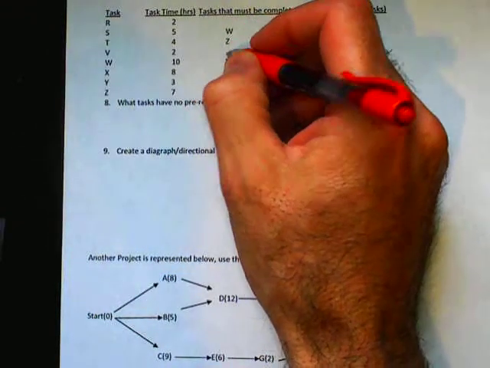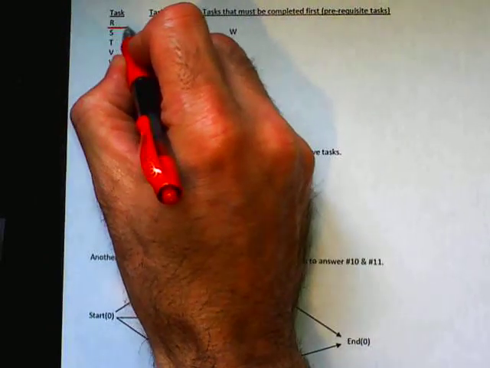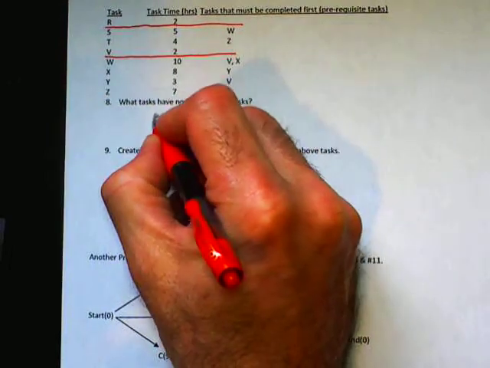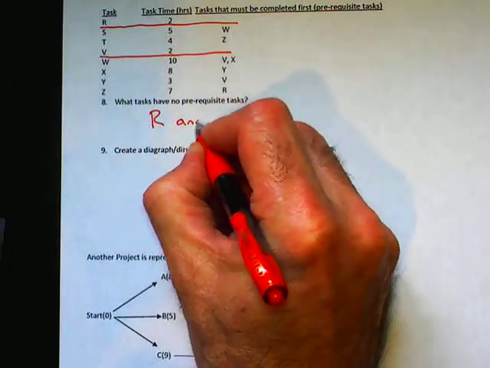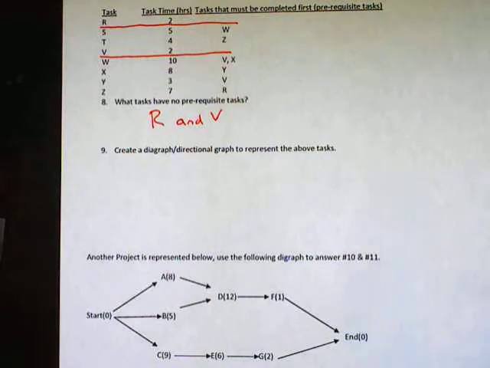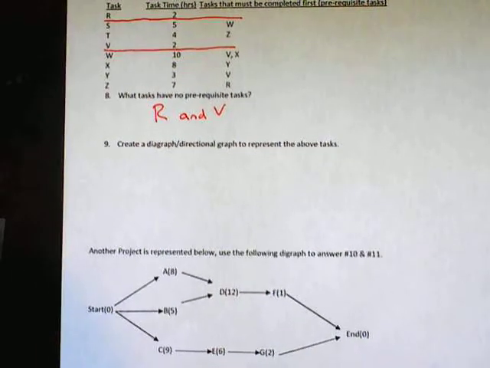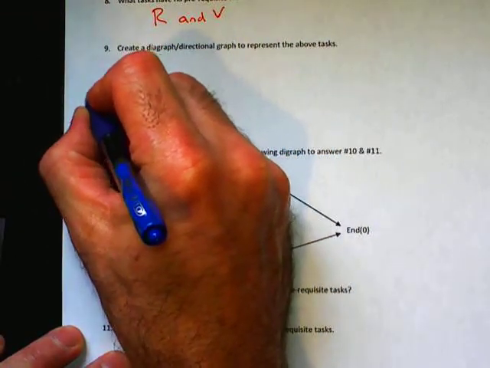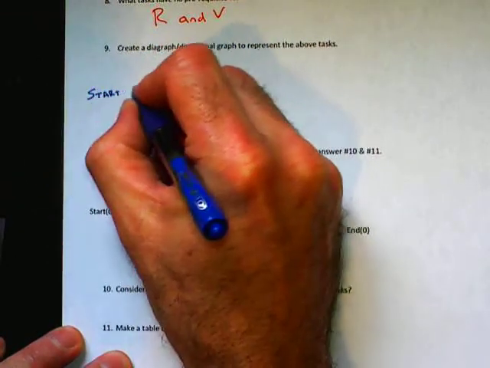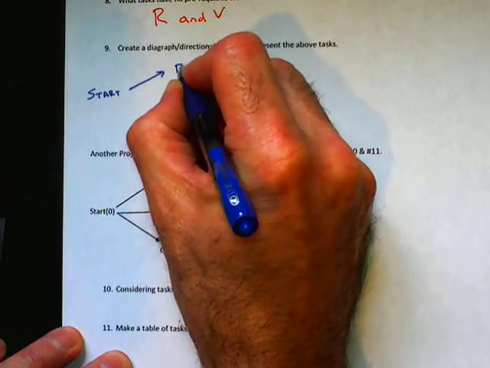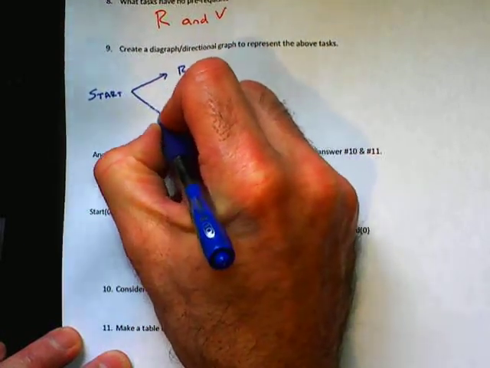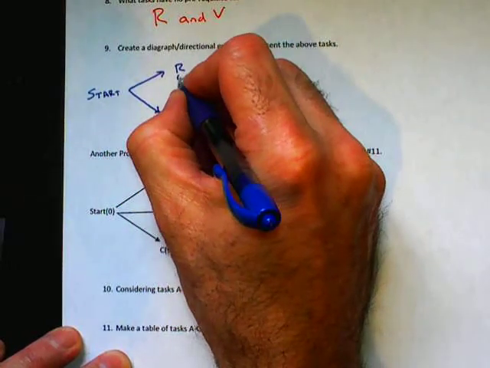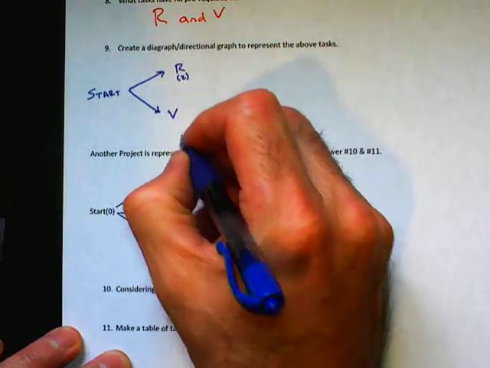And that would be R and V. They have no prerequisites. So when I go ahead and go to start this, since R and V have no prerequisites, I can start going to R and going to V. R takes 2 hours, V takes 2 hours.